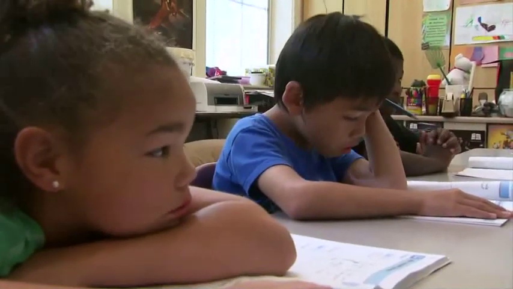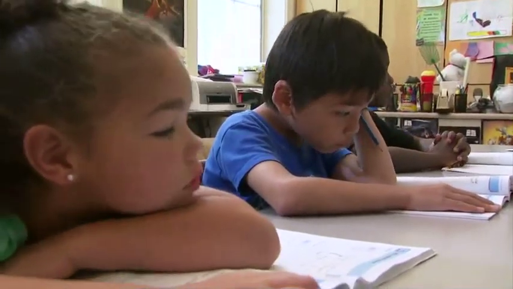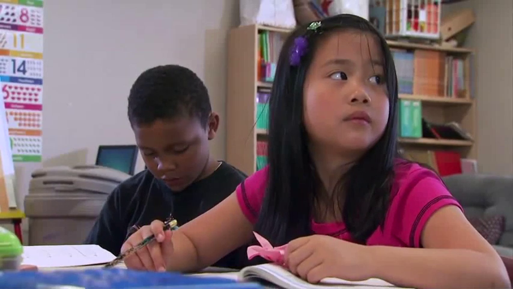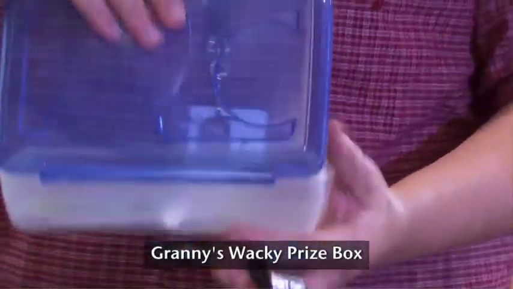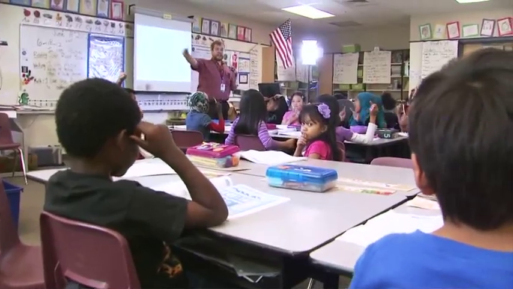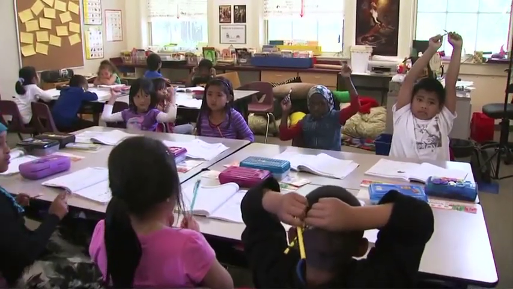A team with 4 spleens or more sits out quietly while other teams receive a reward for their positive behavior. A prize from Granny's Wacky Prize Box. Today's prize? Drum solos. This is your moment to rock. 12 seconds. Here we go.